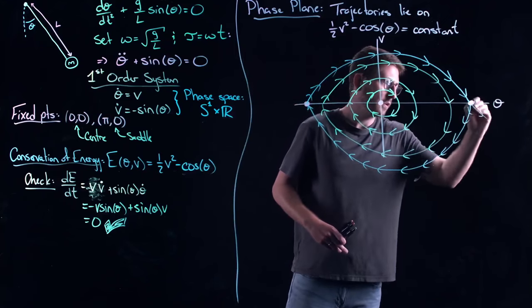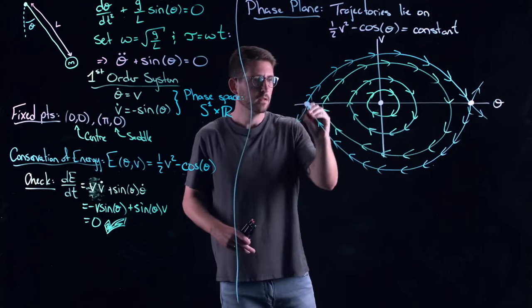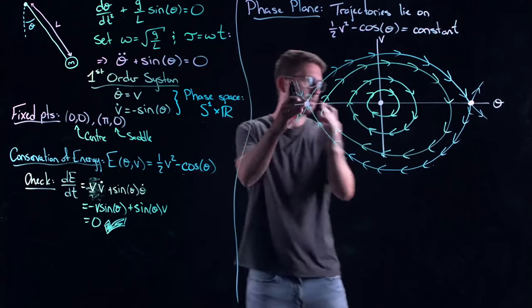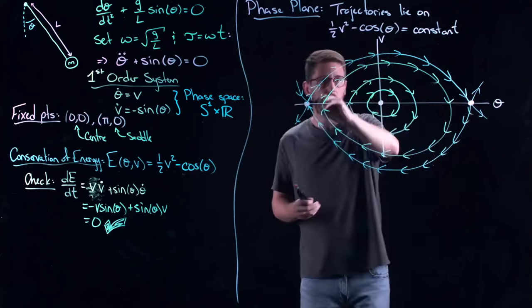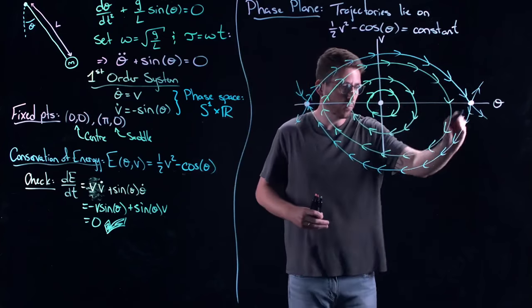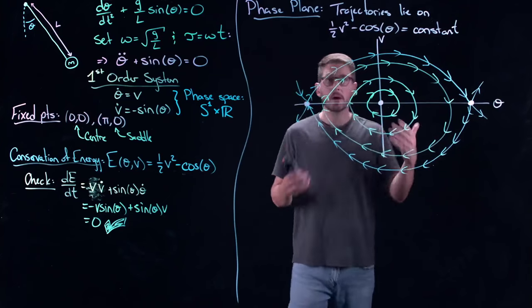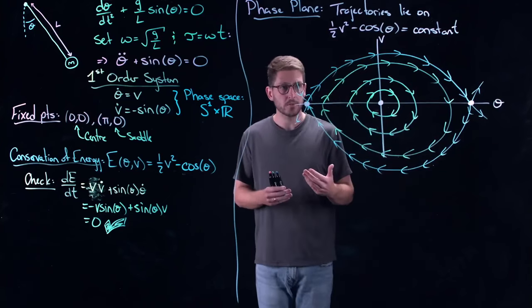And it also goes this way, but remember, this wraps around to this, okay? So there's one homoclinic orbit that goes around the top like this, and one homoclinic orbit that goes around the bottom like this. Now let's think about what does that actually represent physically?